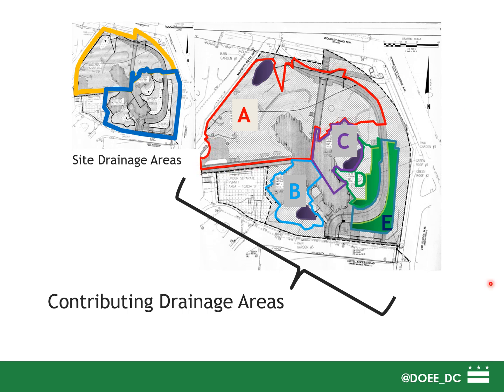So all of the runoff that contributes flow to this bioretention is going to be the area of the CDA, the contributing drainage area to that bioretention. Similarly, for the other BMPs, we have the area here in blue that contributes runoff to bioretention B, and the area in purple that contributes runoff to bioretention C, likewise for green roof D and green roof E. These are the contributing drainage areas, the areas that contribute runoff to a BMP.